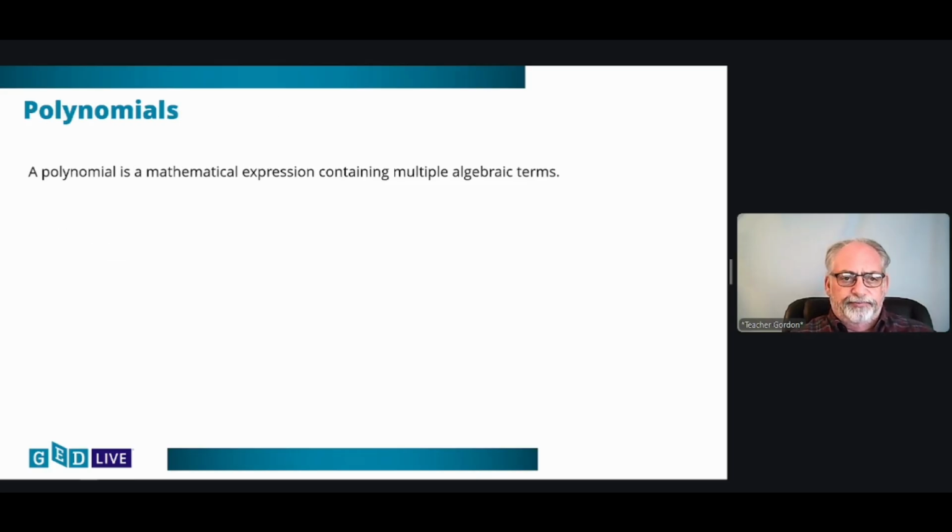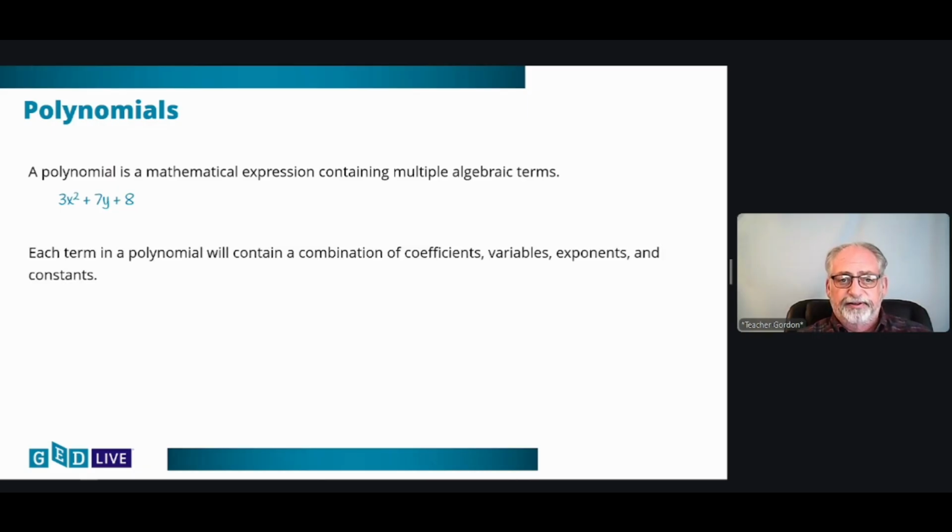Okay, so let's start with a polynomial and what it means. Polynomial just means many numbers, poly-nomial. So it's an expression that contains multiple different algebraic terms. I'll give you an example here. So here I have 3x squared plus 7y plus 8. Now this has three different terms in it.